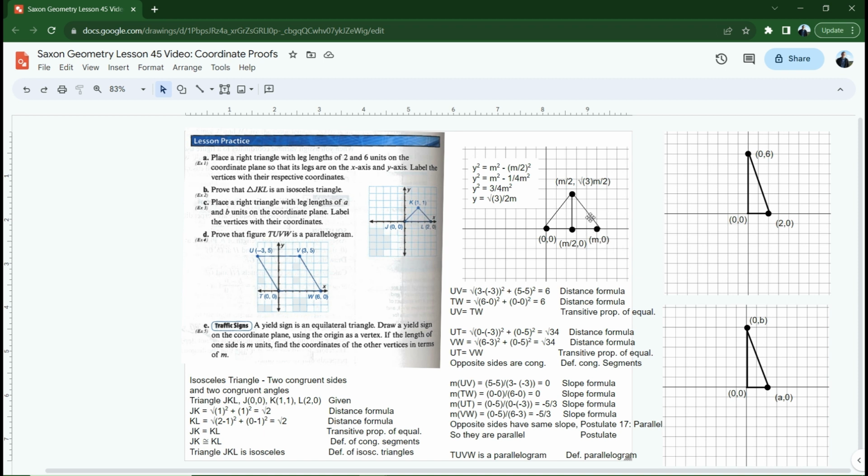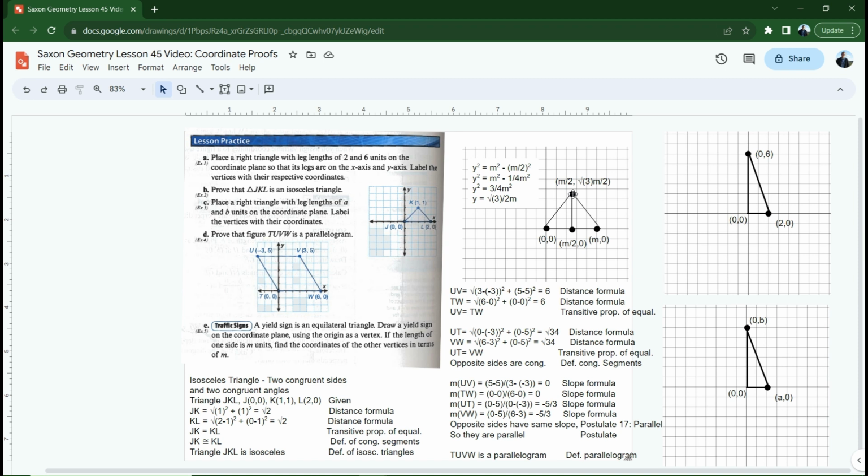If I know that the side lengths are m, then the side length along the x-axis is going to be at m, because it goes m units across the x-axis, and then 0. So that's the benefit of having one of my sides along the x-axis. But what about the third coordinate? I need to figure out the x and the y for this third coordinate.